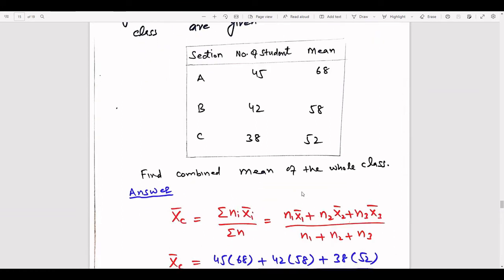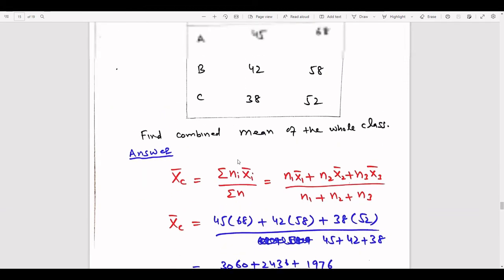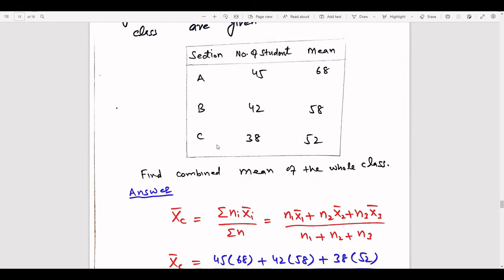Find the combined mean. As you know the formula of combined mean, x bar c, where subscript c shows combined, is sum of ni xi bar over sum of ni. We can expand this formula: n1 x bar 1 plus n2 x bar 2 plus n3 x bar 3 over n1 plus n2 plus n3. This is for 3 classes because we have 3 classes here. If more classes, then we have more here.